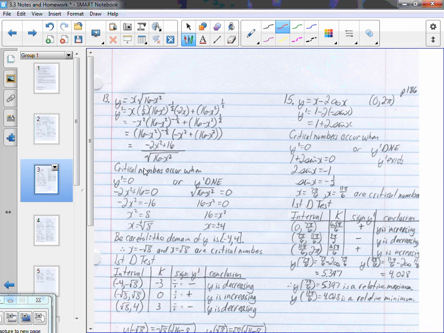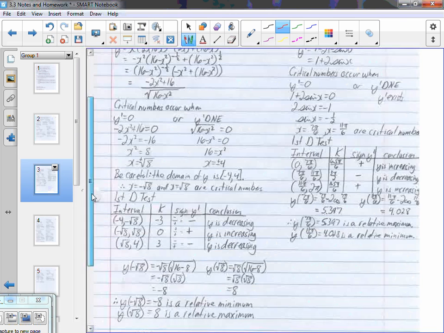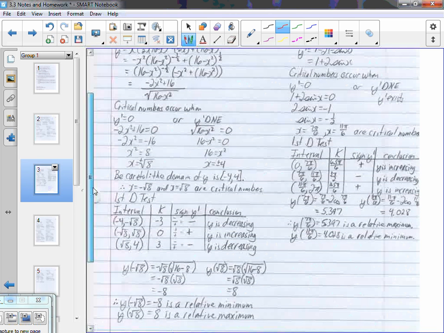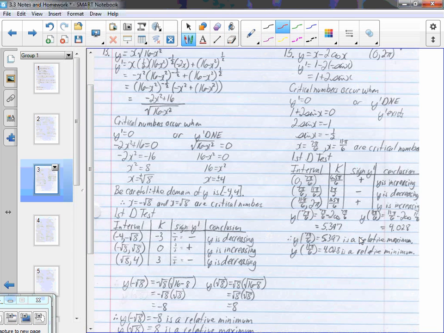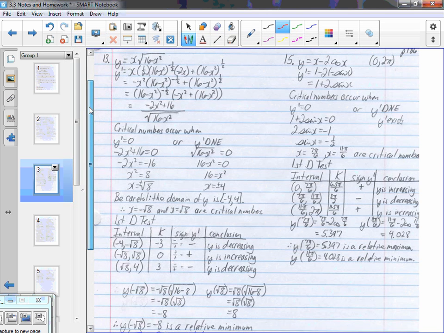All right, 13. Right, on 13, we're supposed to identify the open intervals on which the function is increasing or decreasing, and let's go ahead and find those maxes and mins as well. So, 13, and I'll just let you look at it instead of talking you through every step.